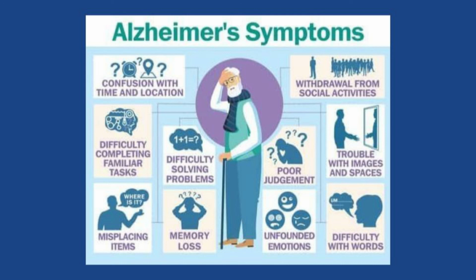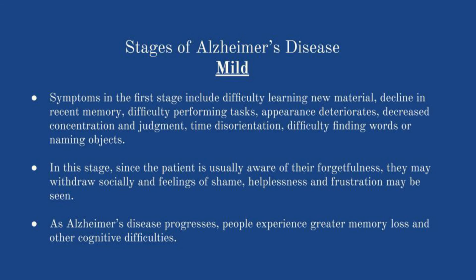It is worthy to note that some references describe 7 stages of Alzheimer's. However, the majority of medical references, including the Alzheimer's Association, detail 3 different stages of Alzheimer's. The first stage of Alzheimer's is mild.